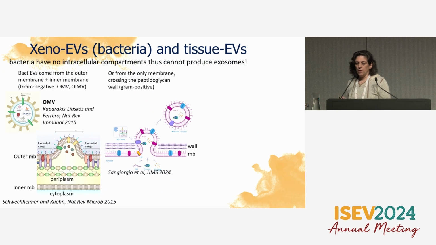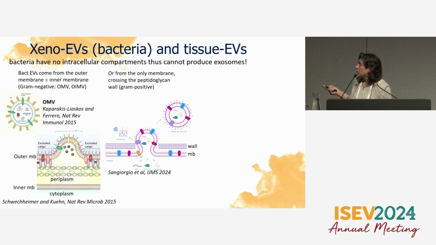Now just a little comment on the non-eukaryotic EVs that Sherry already very nicely introduced. Of course, you have bacteria. The point I want to make here is that bacteria do not have internal compartments, so they cannot make exosomes, right? So you cannot say that bacteria make exosomes. They make extracellular vesicles of different types. There was a nice illustration in Sherry's talk. Here I've just put two other illustrations of outer membrane vesicles from these two slides.